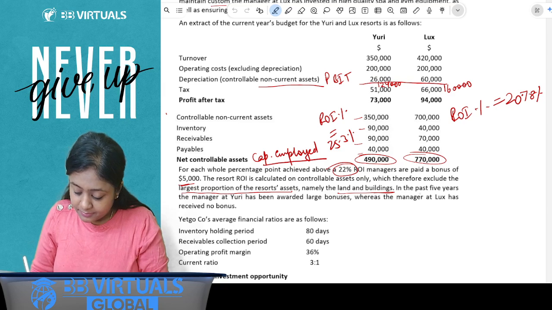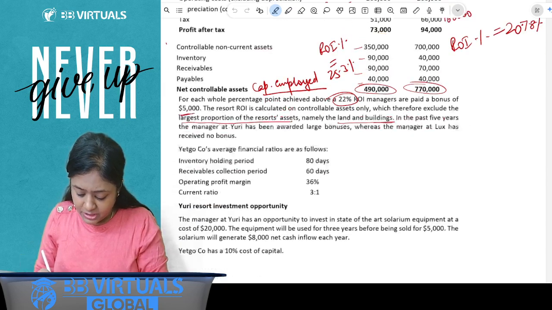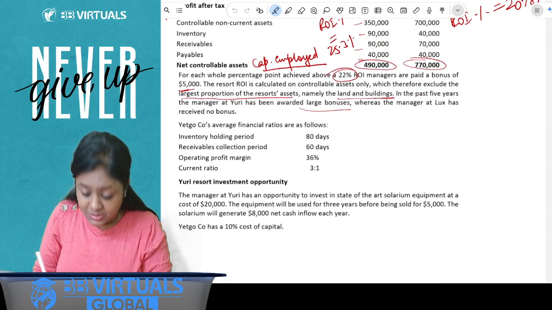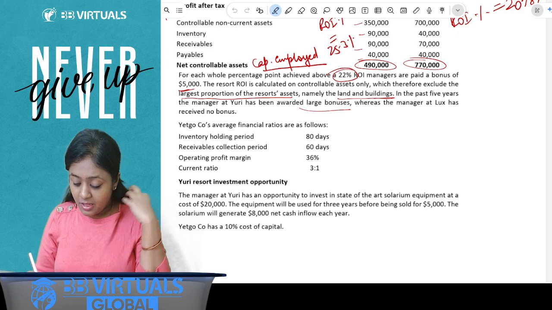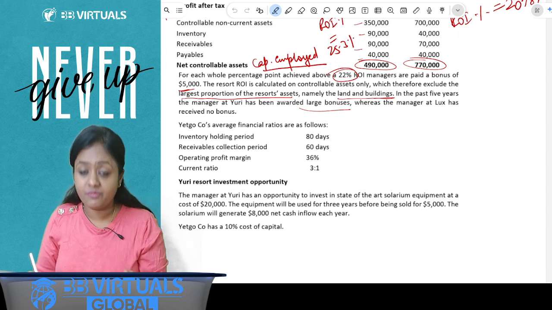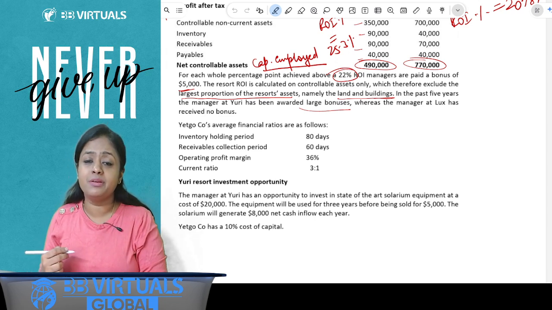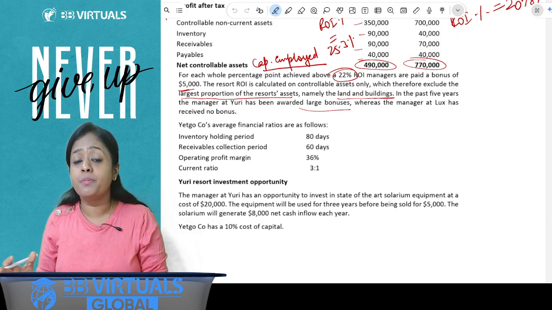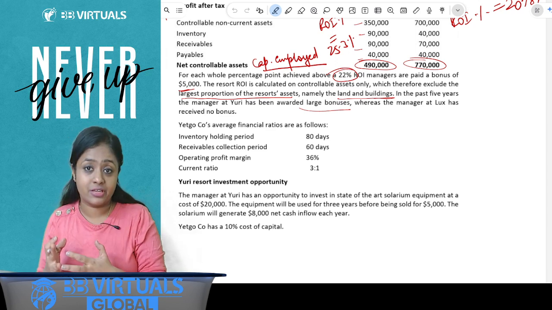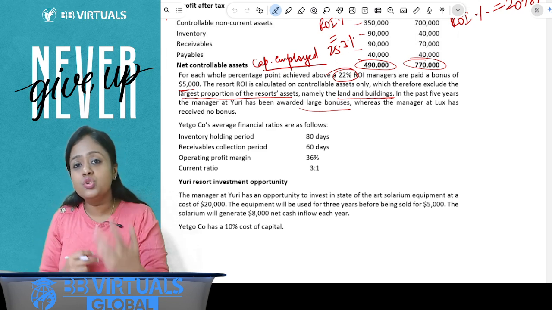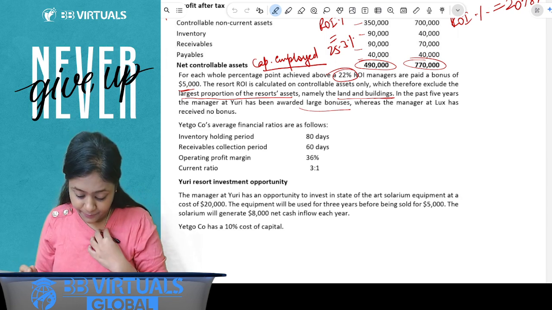Okay. In the past 5 years, the manager at Yuri has been awarded large bonuses because, as you can see here, he has better ROI this year as well. Whereas the manager at Lux has received no bonus, probably because the area they are operating in has also got lower sales. But in spite of that, he has made investments to attract customers, due to which the ROI is falling.